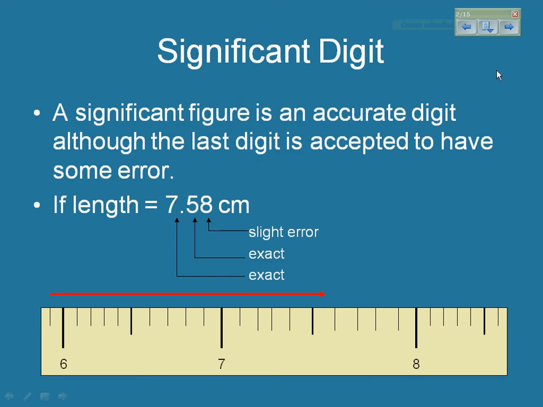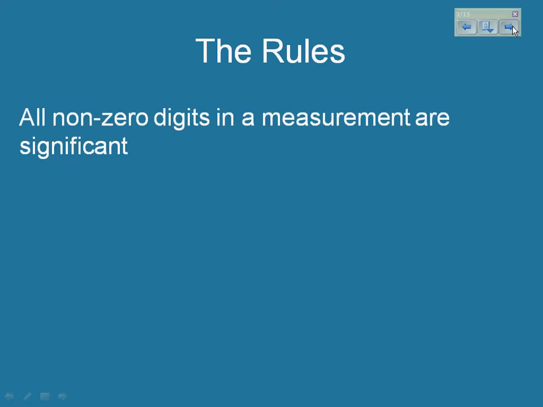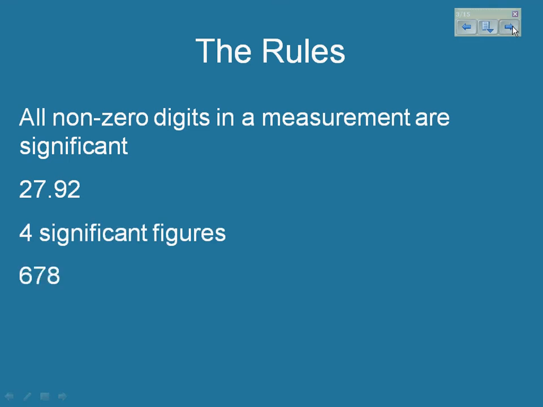The rules. If you've had chemistry, these should sound familiar. So, all non-zero digits in a measurement are significant. All right, someone's made these measurements. You're looking at these numbers saying, how many significant figures are present? 27.92. How many sig figs? 4. 678. How many significant figures? 3.